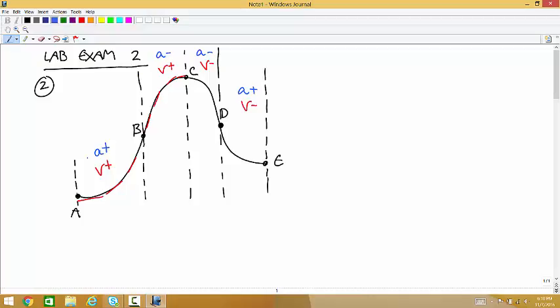If the signs are the same, it's speeding up. If the signs are opposite, it's slowing down. So from A to B, it's speeding up. From B to C, it's slowing down. C to D, it's speeding up. And D to E, it's slowing down. Any other questions about that one?